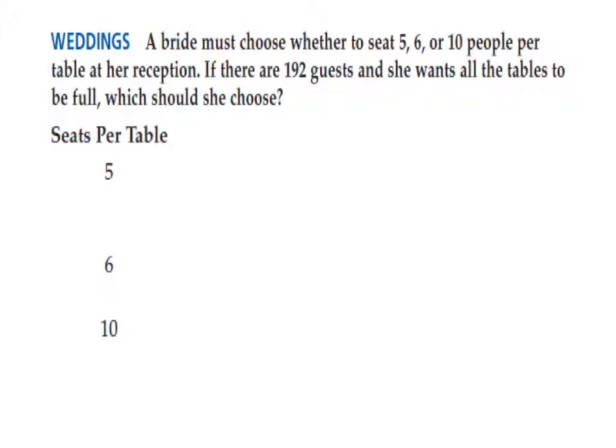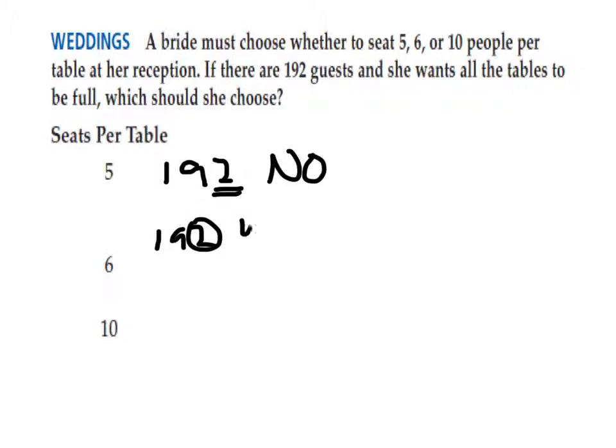First off, we need to see if 5 can go into 192. Well, in 192, we look at the ones digit. There is no 0 or 5, so the answer is no. We're not going to have tables set up for 5. Let's look at 6. The rule for 6 is: is it divisible by 2? The answer is yes, because 2 is in the ones digit, and that's divisible by 2.